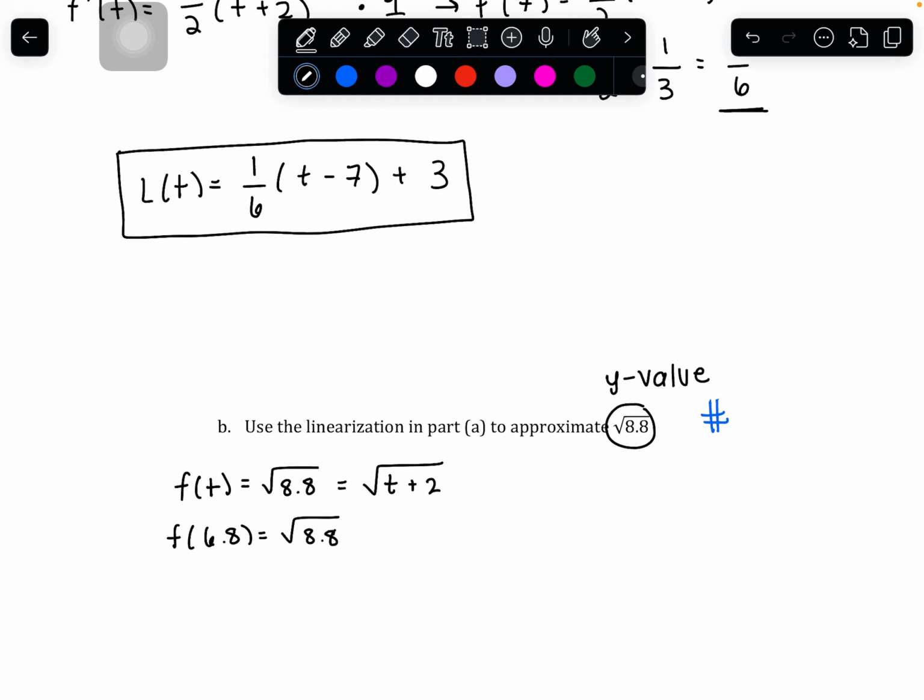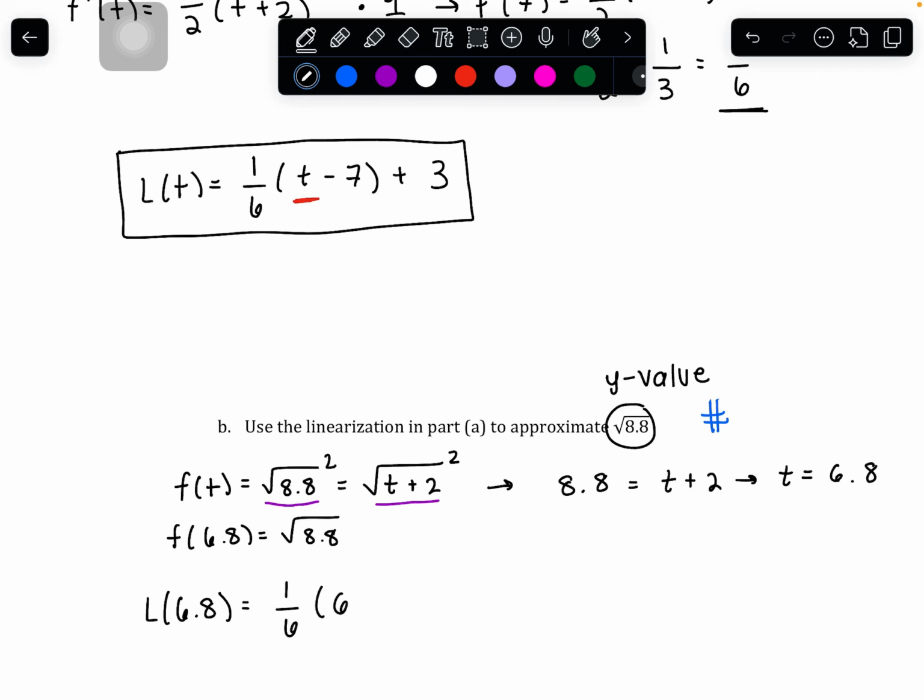I got that because if we set these two equal, right? If I square both sides, I'm left with 8.8 equals t plus 2. If we subtract the 2 over, that gives me t is equal to 6.8. Okay? So we have our t value. So now we just plug in t for this piece, and then we're done. So the local linearization at 6.8, again, that's our t value, is 1/6 times 6.8 minus 7 plus 3.